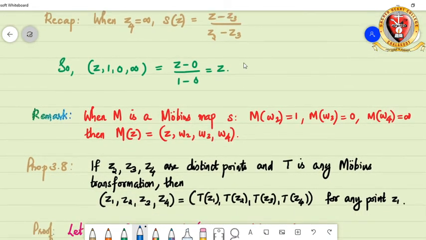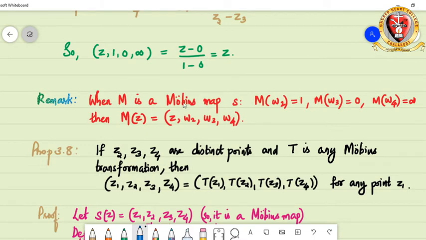So to give a remark, whenever we have a Mobius map such that three distinct points are mapped to 1, 0 and infinity, that Mobius map can be represented or denoted as M of z is equal to the cross ratio (z, w2, w3, w4). That is an observation from here.